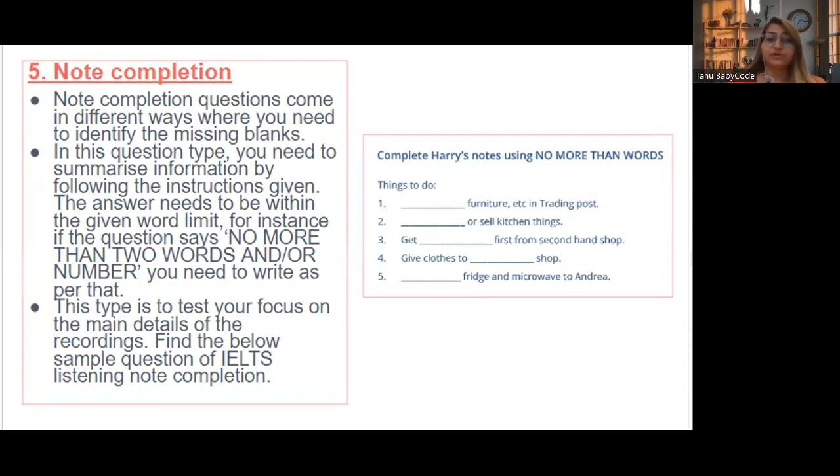Now, this type of question focuses on the main details of the recording. So you have to be very careful in finding the answers, locating the answer, and writing the answer, because you have to look for your grammatical errors also. So see, there are 5 questions for notes completion, no more than 2 words. So you cannot write 3 words here, only 1 and 2 words are acceptable.